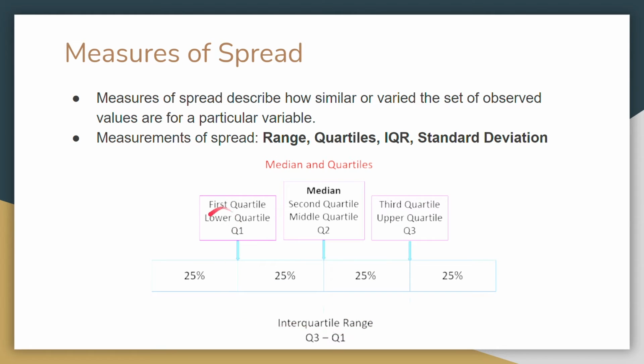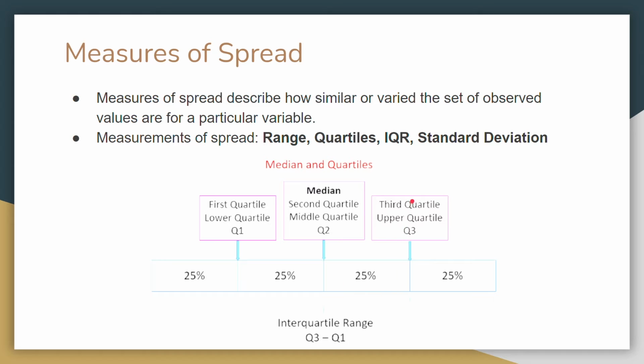So we can see that the first quartile, or the lower quartile, or Q1, is the value that divides the lower 25% of your data from the upper 75%. On the opposite end, we have the third quartile, or the upper quartile, which is the value that divides the lower 75% of your data from the upper 25%. And then we have the median, the second quartile or the middle quartile, which is the value that represents the middle of your data set. This value divides the lower 50% and the upper 50% of your data.